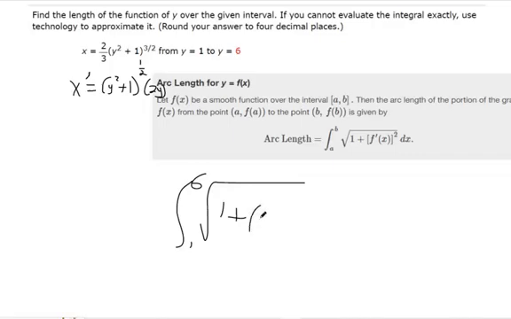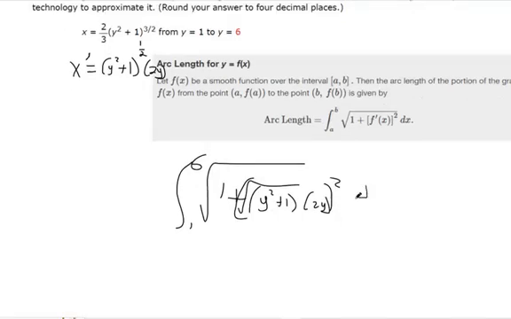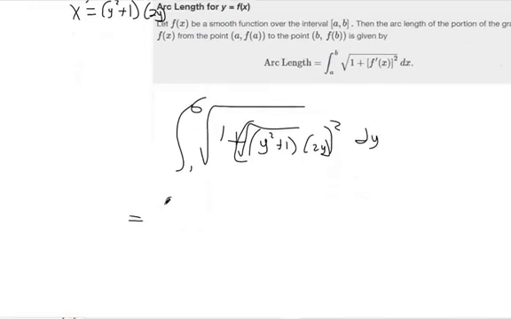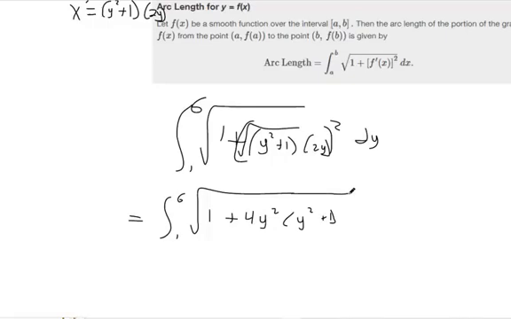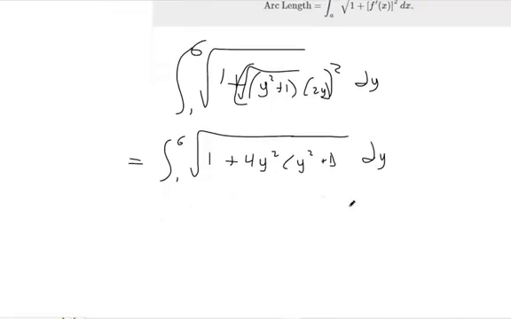And it's the derivative, y squared plus 1 to the 1/2 power, so we'll say square root, times 2y. And the whole derivative is being squared. So that's the integral from 1 to 6 of 1 plus 2 squared y squared, so that's going to be 4y squared times y squared plus 1. I don't think we're going to be able to integrate this by hand.